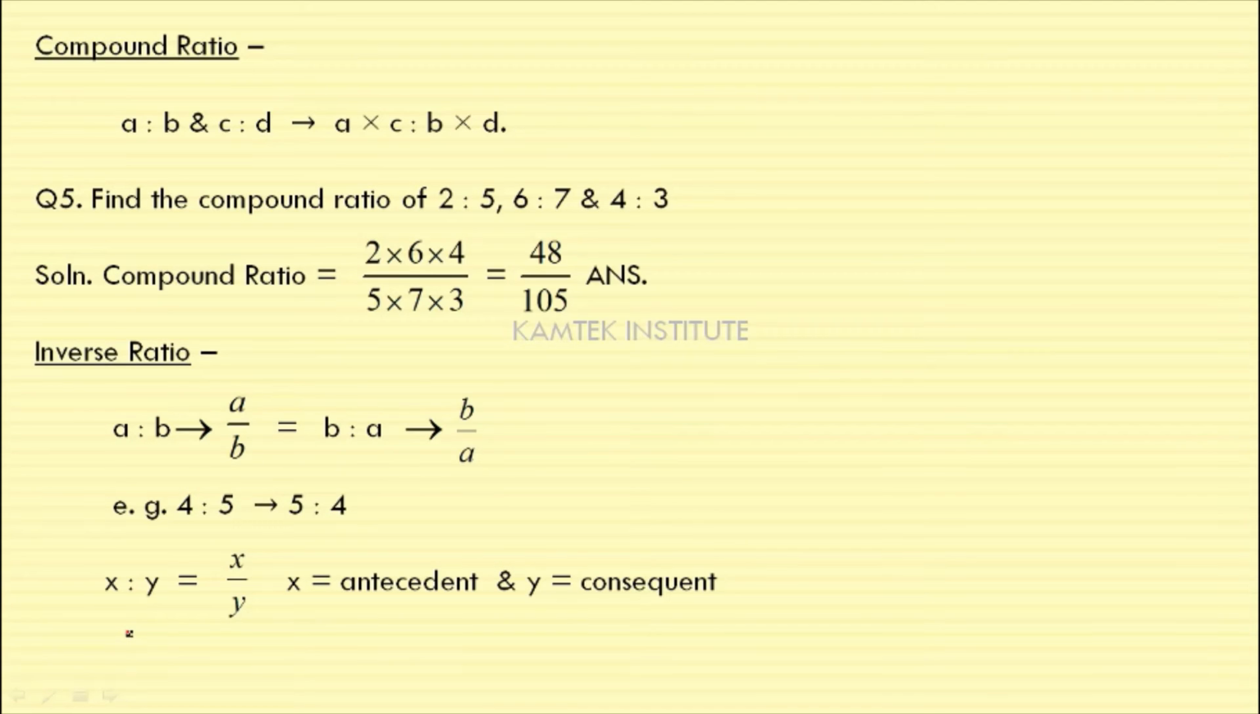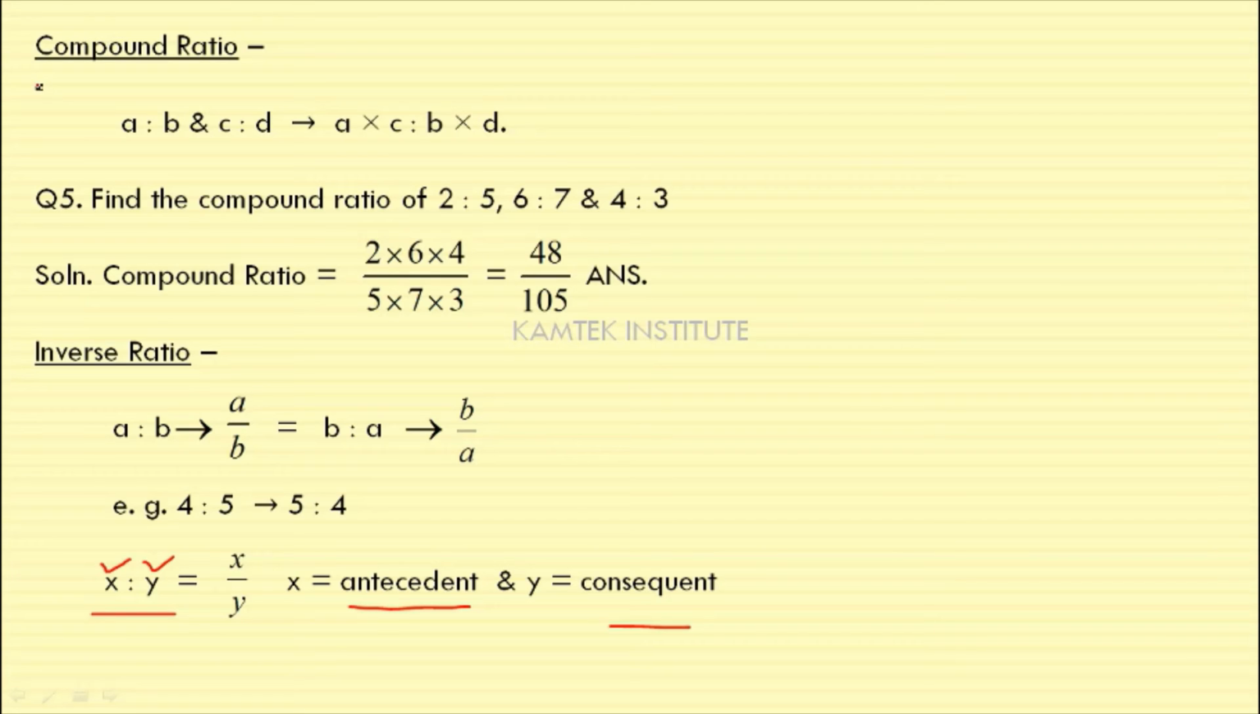So before proceeding further, let me clarify one thing. In case you are given x ratio y, then x, the first number, is called the antecedent, and y, the following one, is called the consequent. Remember this, okay? So we come to compound ratio.